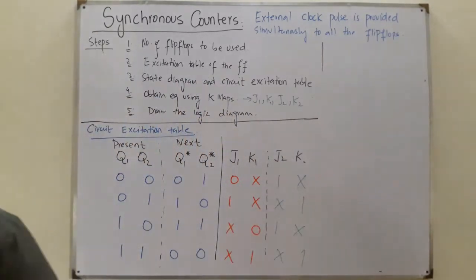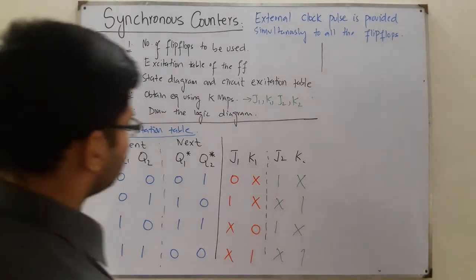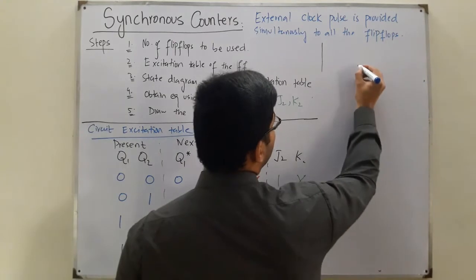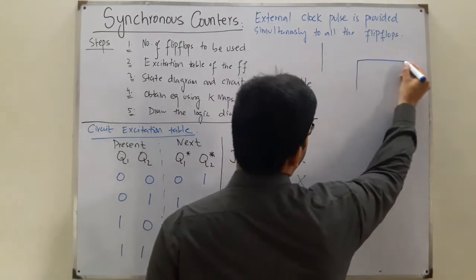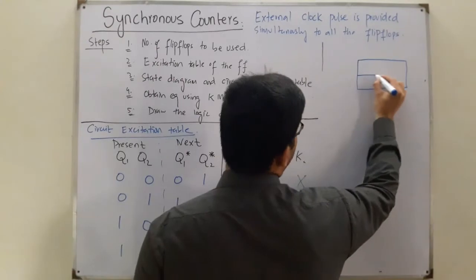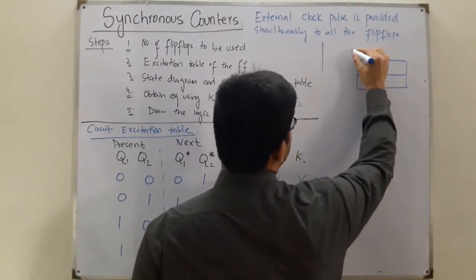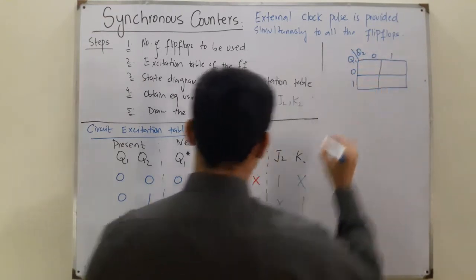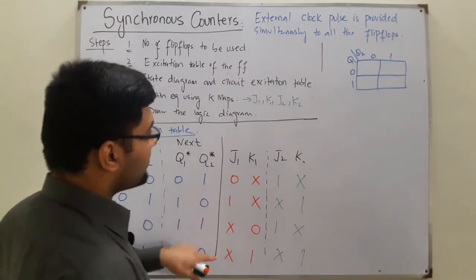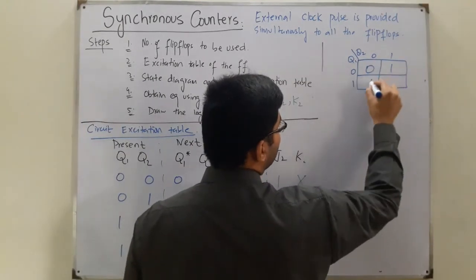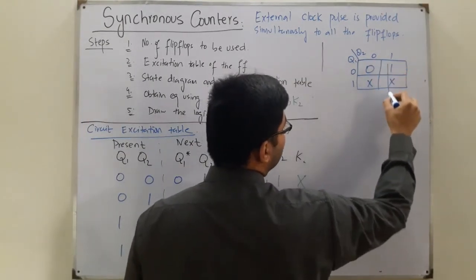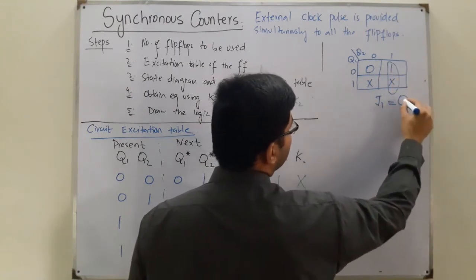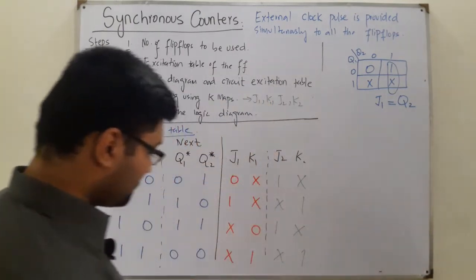So what do you have now in this case? For J1 first, let's say. These are two variables, Q1 and Q2, all right? So we have a four cells map. You have Q1, you have Q2, 0, 1, 0, and 1. So for J1, have a look. 0, 1, don't care, don't care. 0, 1, don't care, don't care. So only this is the group, which means J1 is equal to Q2. Fine?